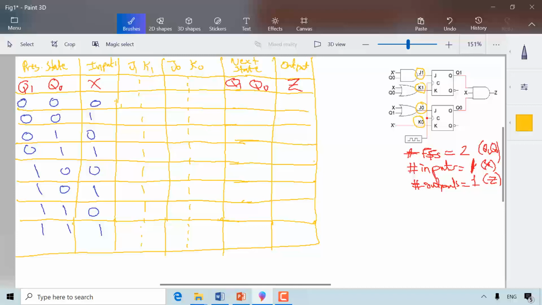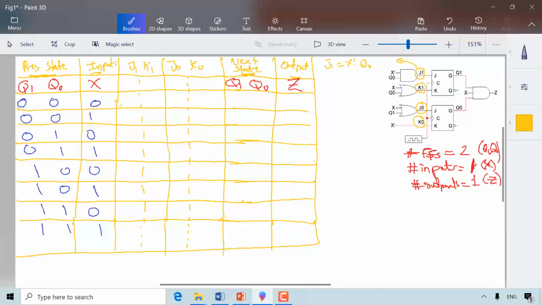Now I have these inputs. What I need to do, the next step, now I have established my table. All what I have done is that I use the information from the circuit and I build my table from present state and next state and input and output. Now I need to find out the J and K for every flip-flop. It is clear here from this diagram that J1 equals what? Well, J1 from this diagram is very simple. I can tell J1 is X prime ANDed with Q0.